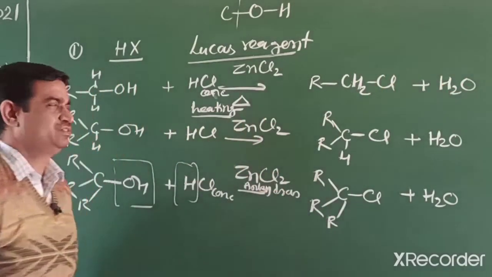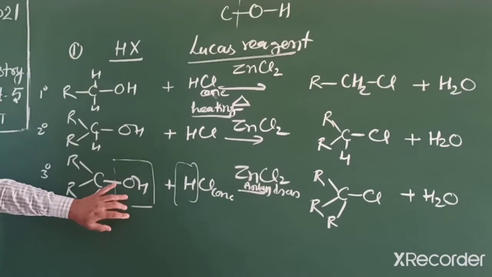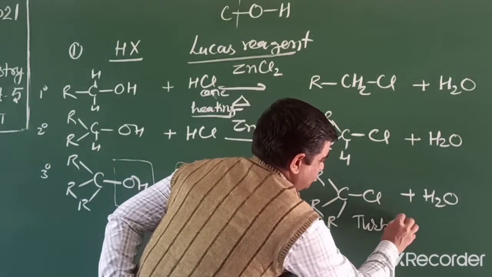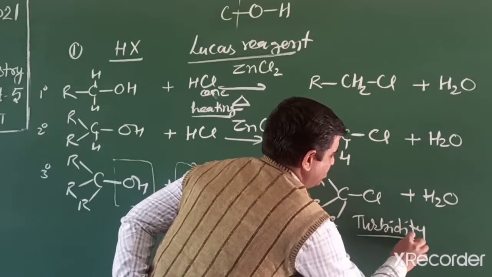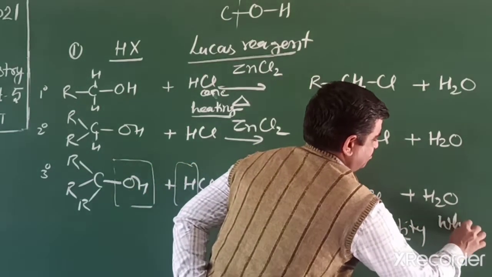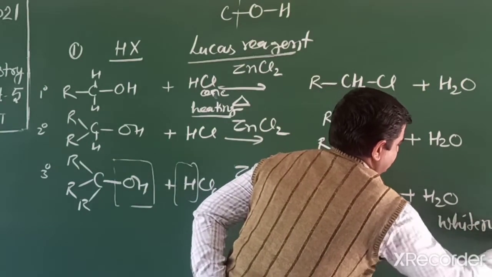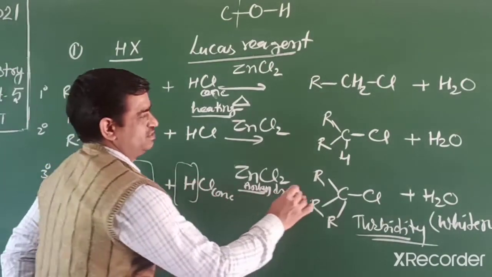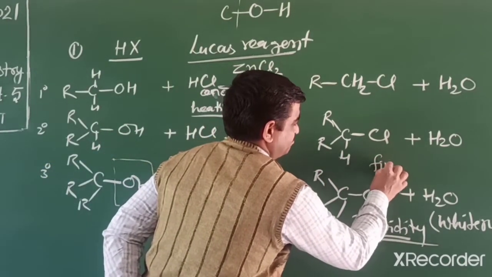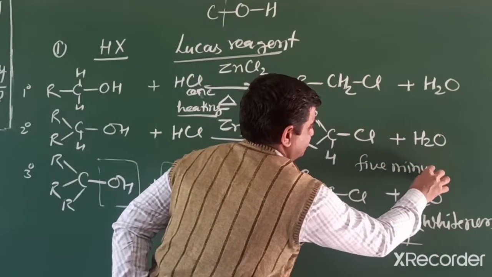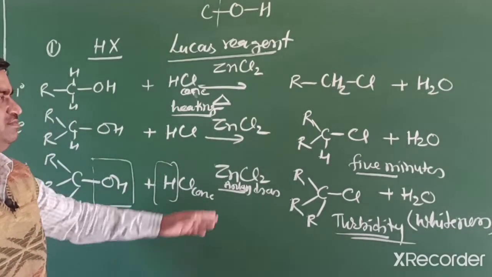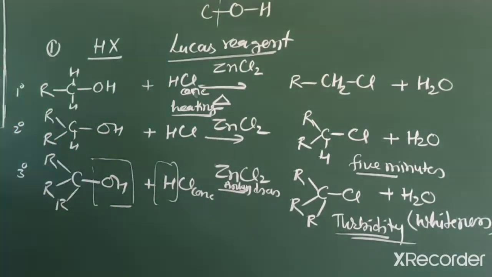So this is the distinction. If the alcohol is tertiary, we get turbidity immediately. Turbidity means whiteness. If the alcohol is secondary, we get it after 5 minutes. And if the alcohol is primary, then after heating we get turbidity. So we can easily distinguish primary, secondary and tertiary alcohol.